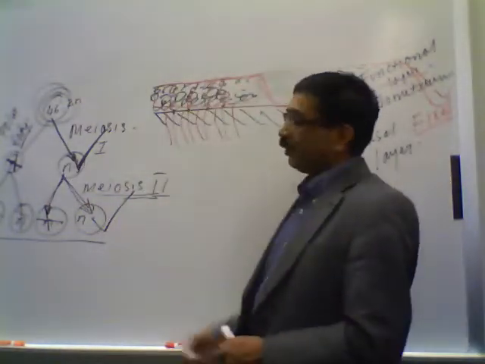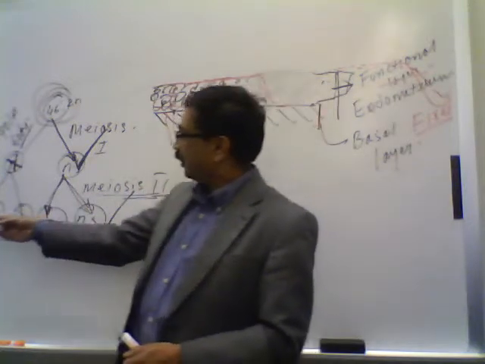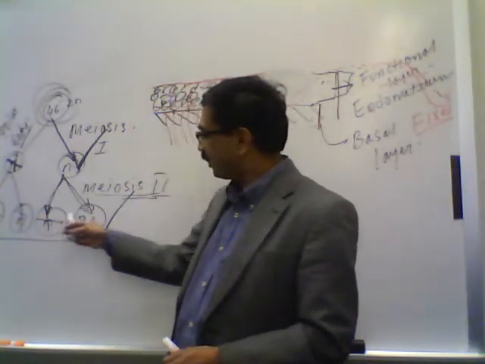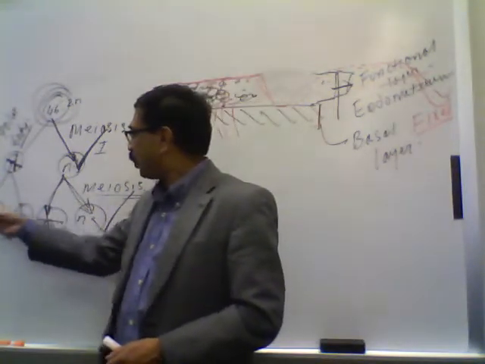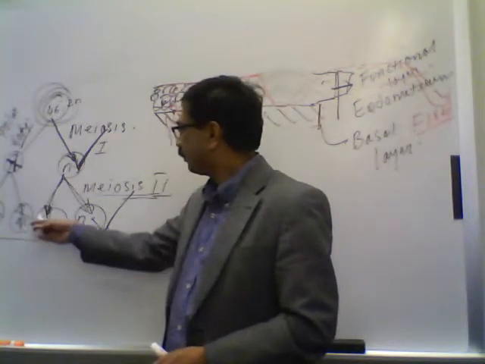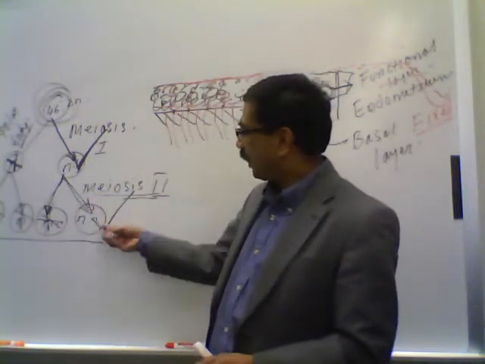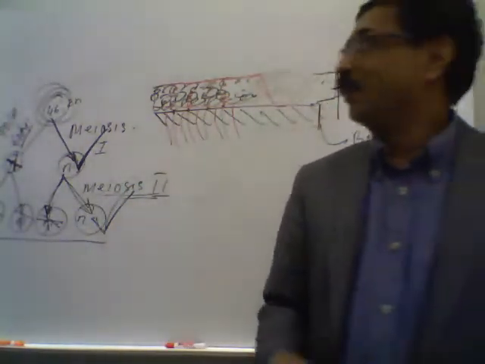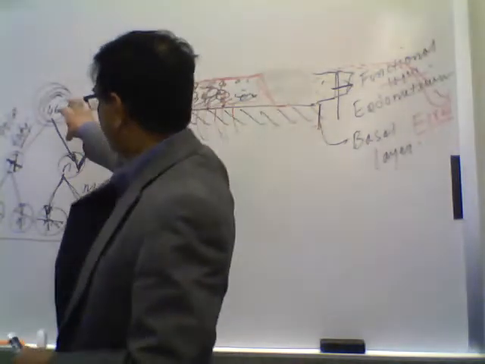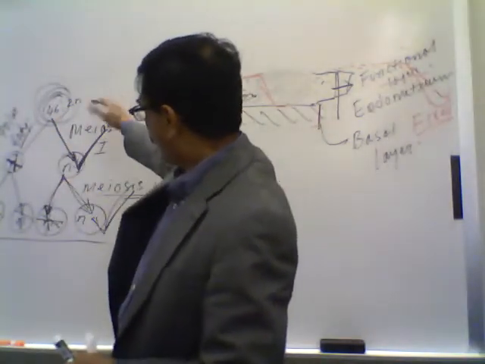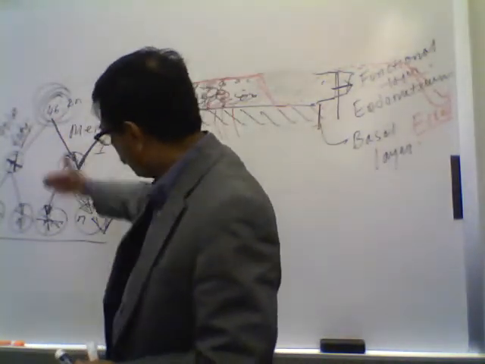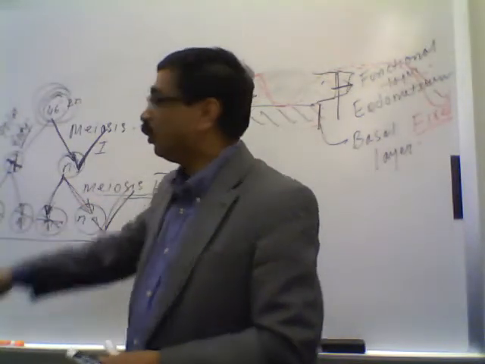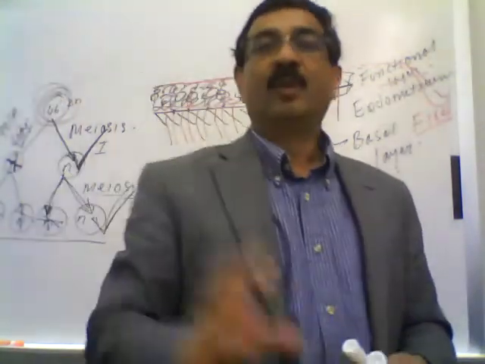So although after meiosis 2 we get 4 new cells, 3 of them are polar bodies, non-functional, and 1 is healthy and functional. That's why when meiosis 2 is completed, we get only 1 ovum or egg, which is very important.